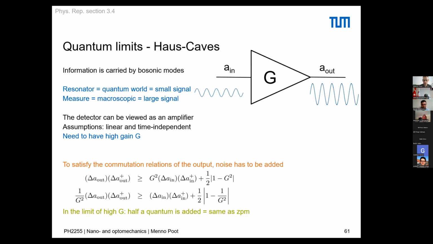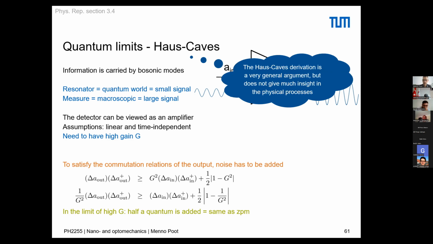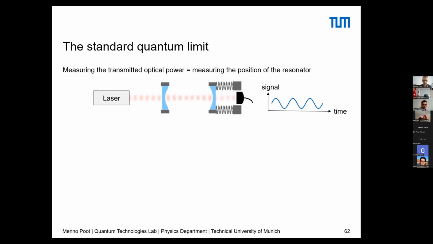However, this of course sounds great, but this is actually a very general argument. It does not provide much insight into the physical processes. And for that, if you want to get more insight into what's actually happening, we have to turn to a more easy to understand system. That brings us to the second topic here, the so-called standard quantum limit.